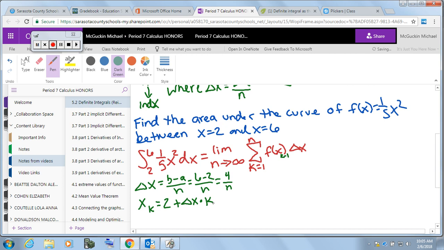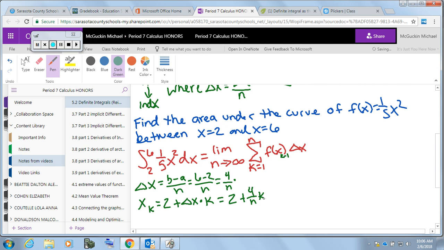So every time you have a new partition, that new k. I start at 2, that's my starting point of my interval, and then every time I reach a new x sub k, that's when I take 2 plus the change of x, my partition right here, and multiply it by what that new value for k is, or that new partition that's coming into play, okay? Well, we know the change of x in this case is going to be 4 over n, so this is 2 plus 4 over n times k. So that is my x sub k.